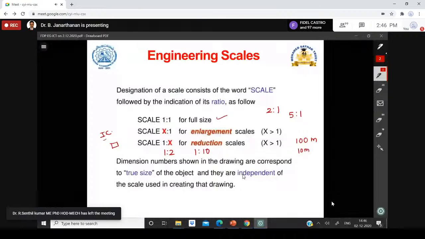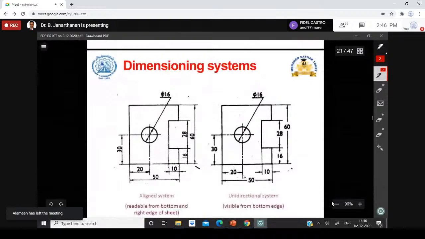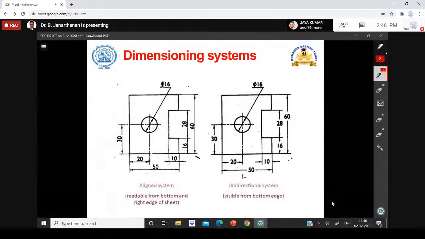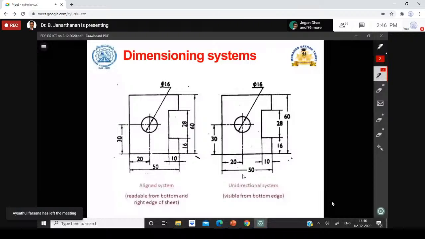So next one is dimensioning. After making the drawing, one of the important things in the drawing is you have to dimension. What is the size of that component or the structure? So there are two types of dimensioning called aligned dimensioning and unidirectional system of dimensioning. In the aligned system, this is how we do dimensioning. So this is the outline of the drawing, and these are called dimensioning.